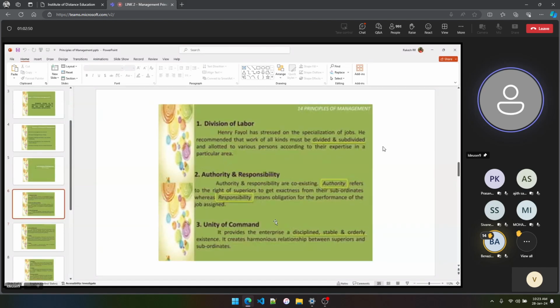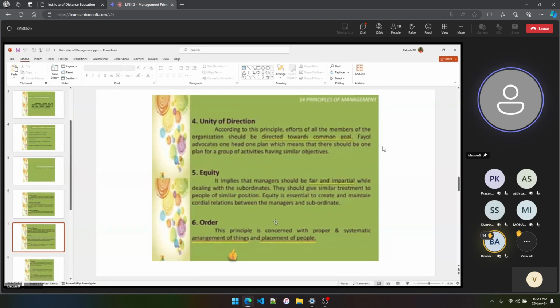Unity of command. Unity of command is very much essential for any organization, because right from the top level to the bottom level, the command has to be very uniform, disciplined, and stable. Okay, so that has to be maintained to ensure the entire organization is in a harmonious state, and the overall work environment is suitable for everyone to work freely to achieve the desired goal, and there will not be any confusion. Okay, if the unity of command is there in an organization, confusions will be reduced.